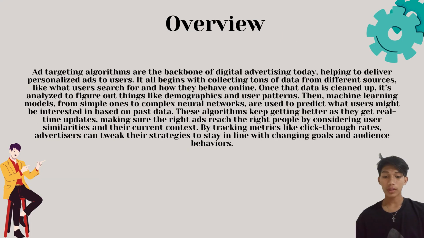Algorithm overview. Targeting algorithms are central to modern digital advertising, using a complex strategy to deliver personalized advertisements to specific user groups. The process starts with gathering large volumes of data from various sources, including user input, behavior, and contextual information. The raw data is then cleaned and processed to extract meaningful features such as demographics, behavior patterns, and environmental signals. The features are used to train machine learning models, from simple methods like logistic regression to more advanced approaches such as neural networks, using historical data to forecast user interest and action.